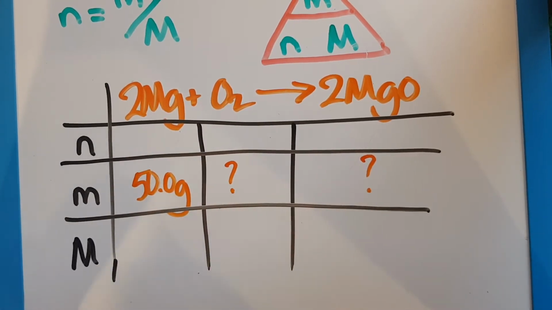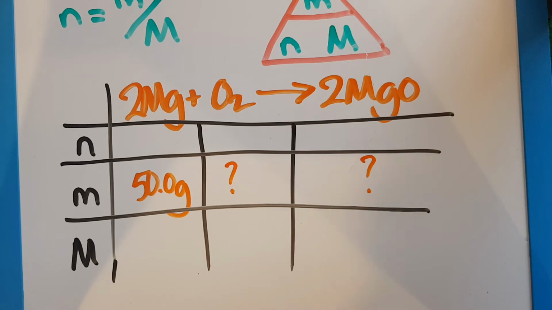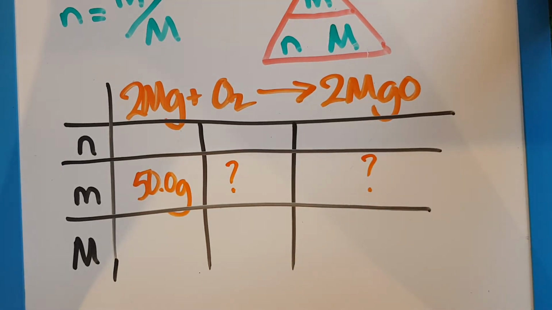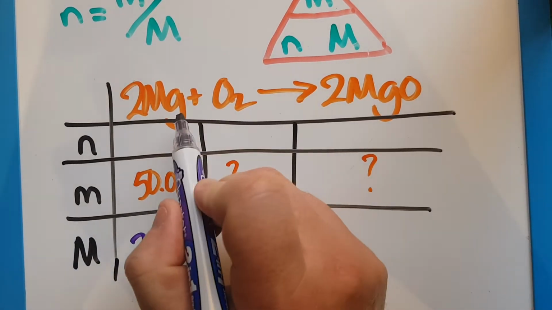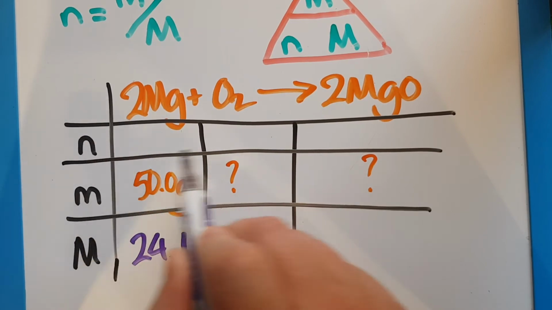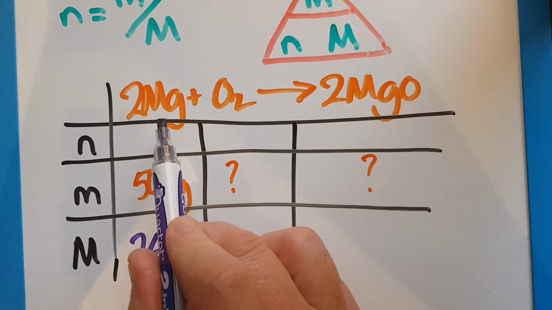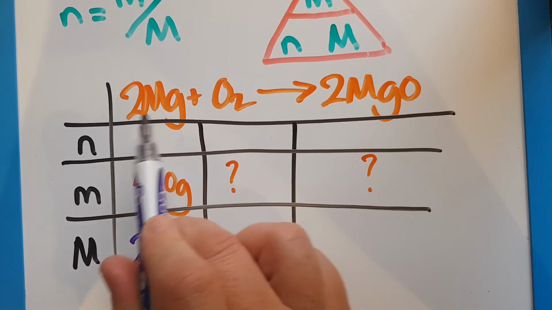And down here, I'll have my molar mass because I can work that out from a periodic table. So when I go to my periodic table in my book, I will find my molar mass, or atomic mass, I should say, for each of these atoms. And we've got magnesium at 24.1, so I can fill that in. Now, it doesn't matter that there's 2 of them. That's important for this n line, not for the M line. I'm just doing what is the molar mass of magnesium, not of two magnesiums.